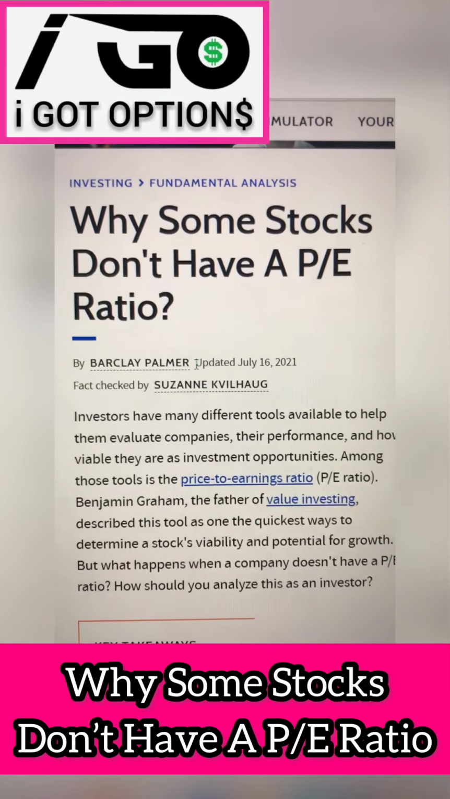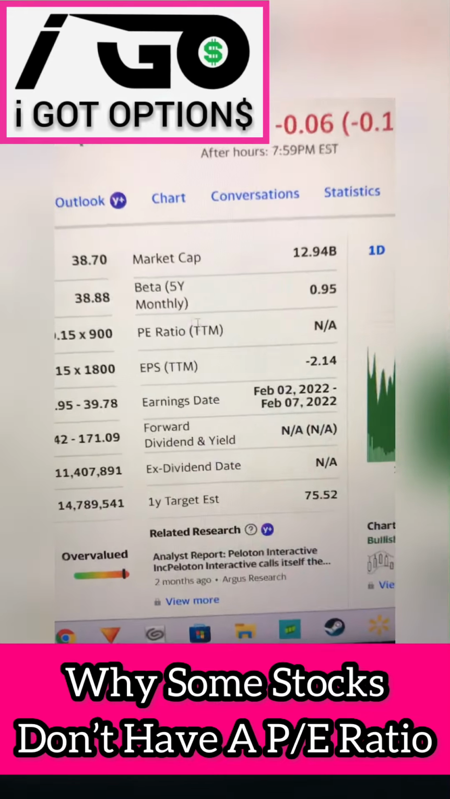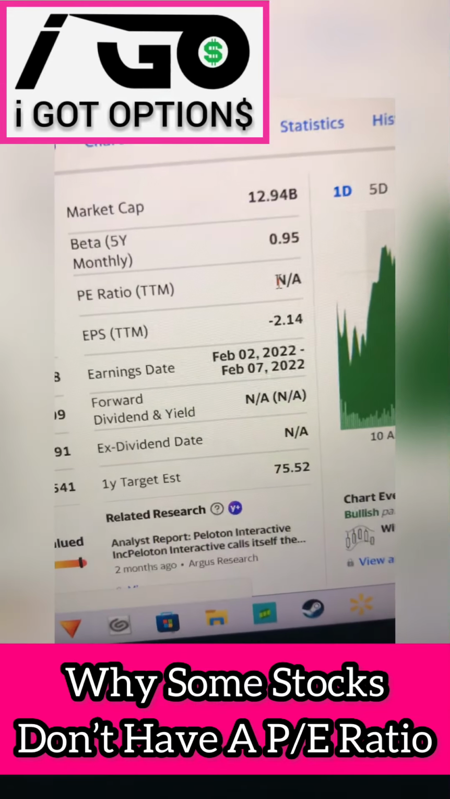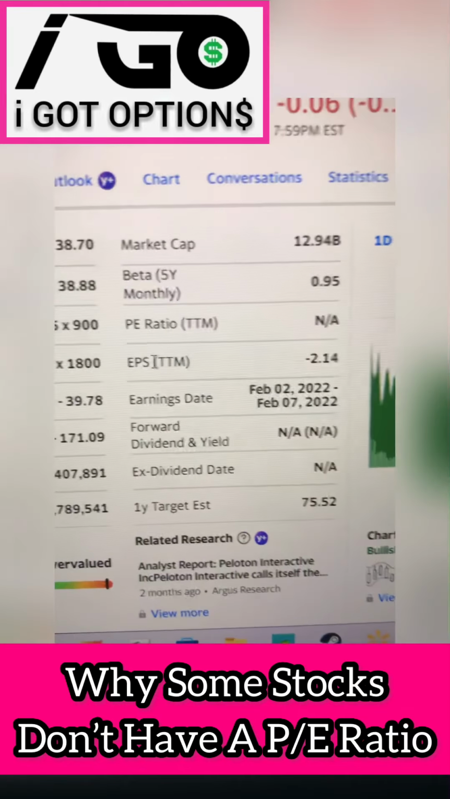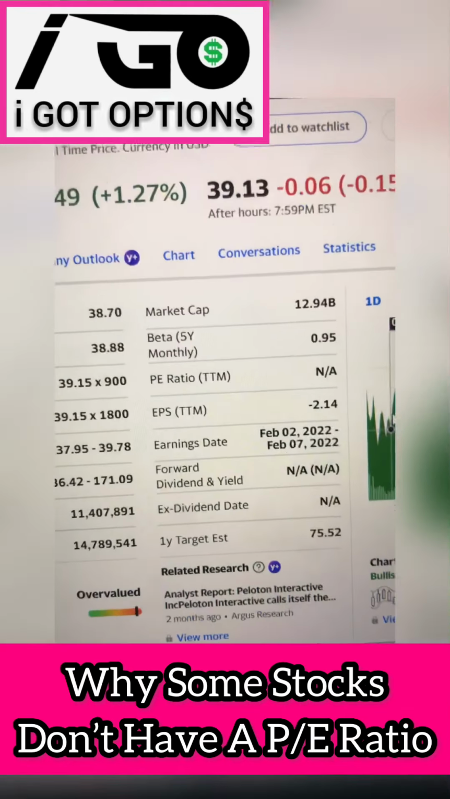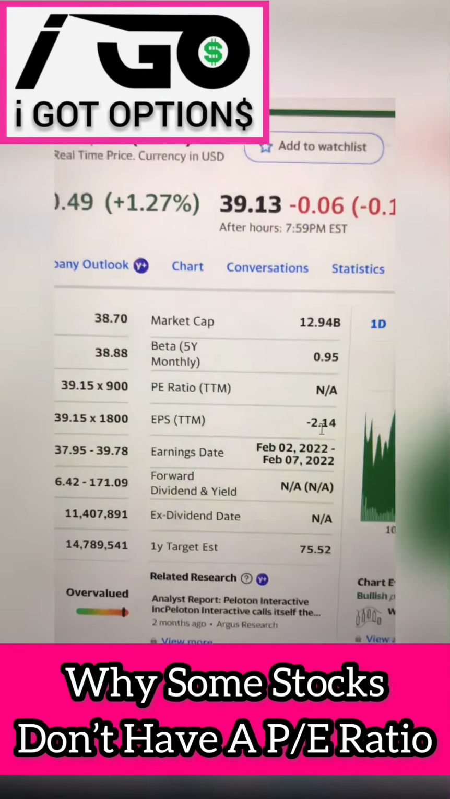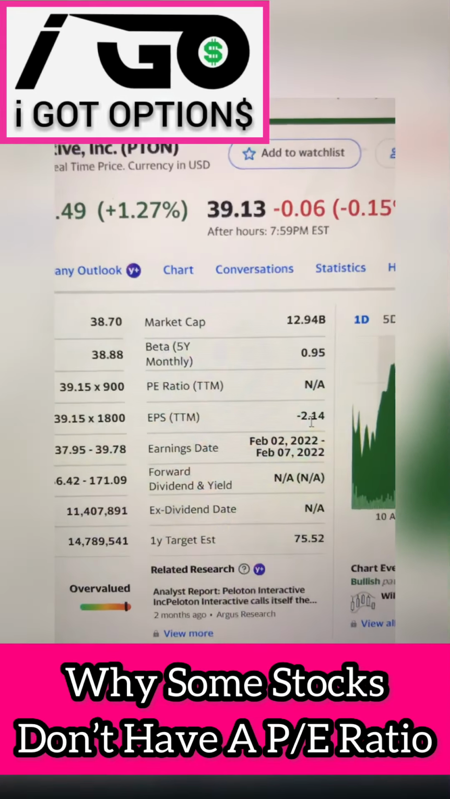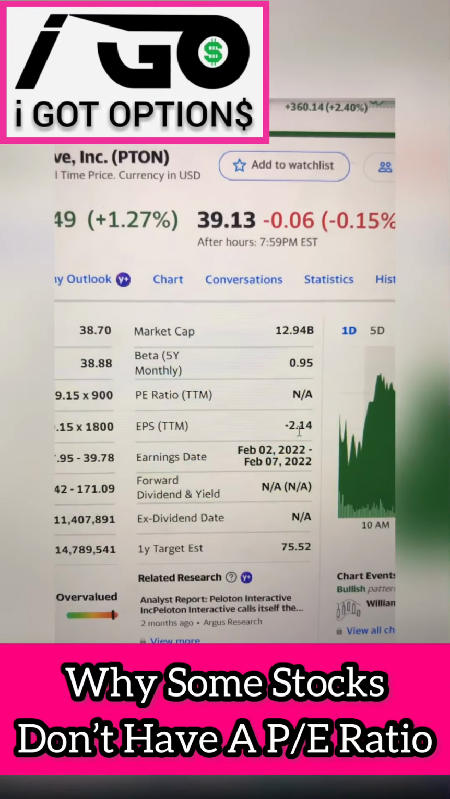I'm going to show you an example. If we take a look at Peloton, we see here that its PE ratio is NA, not applicable, so they don't have one. It's because of its EPS, which is negative $2. If we take 39 and divide it by negative 2, that's already going to leave us with a negative number as our quotient. Investors aren't attracted to that whatsoever.